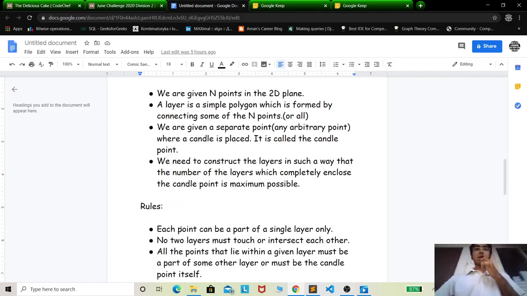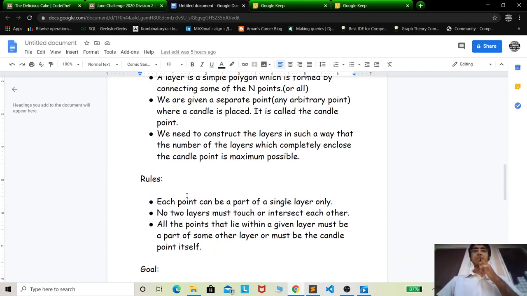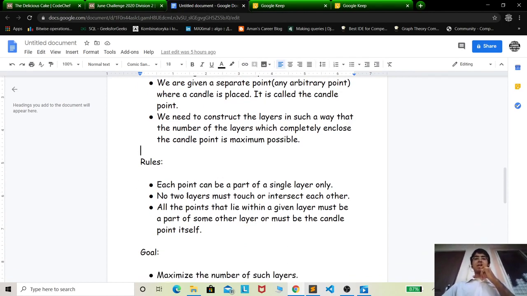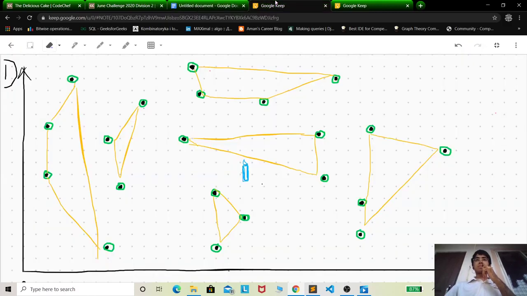Yeah, and there is a certain set of rules to be followed. Each point can be a part of only a single layer, and no two layers can touch or intersect each other, and all the points that lie within some given layer must be a part of some other layer, or they must be the candle point itself. So they must participate, they can't sit idle there. Okay, so these are the rules, and obviously the goal is to maximize the number of layers. Okay, cool. So let's look at some examples before starting.